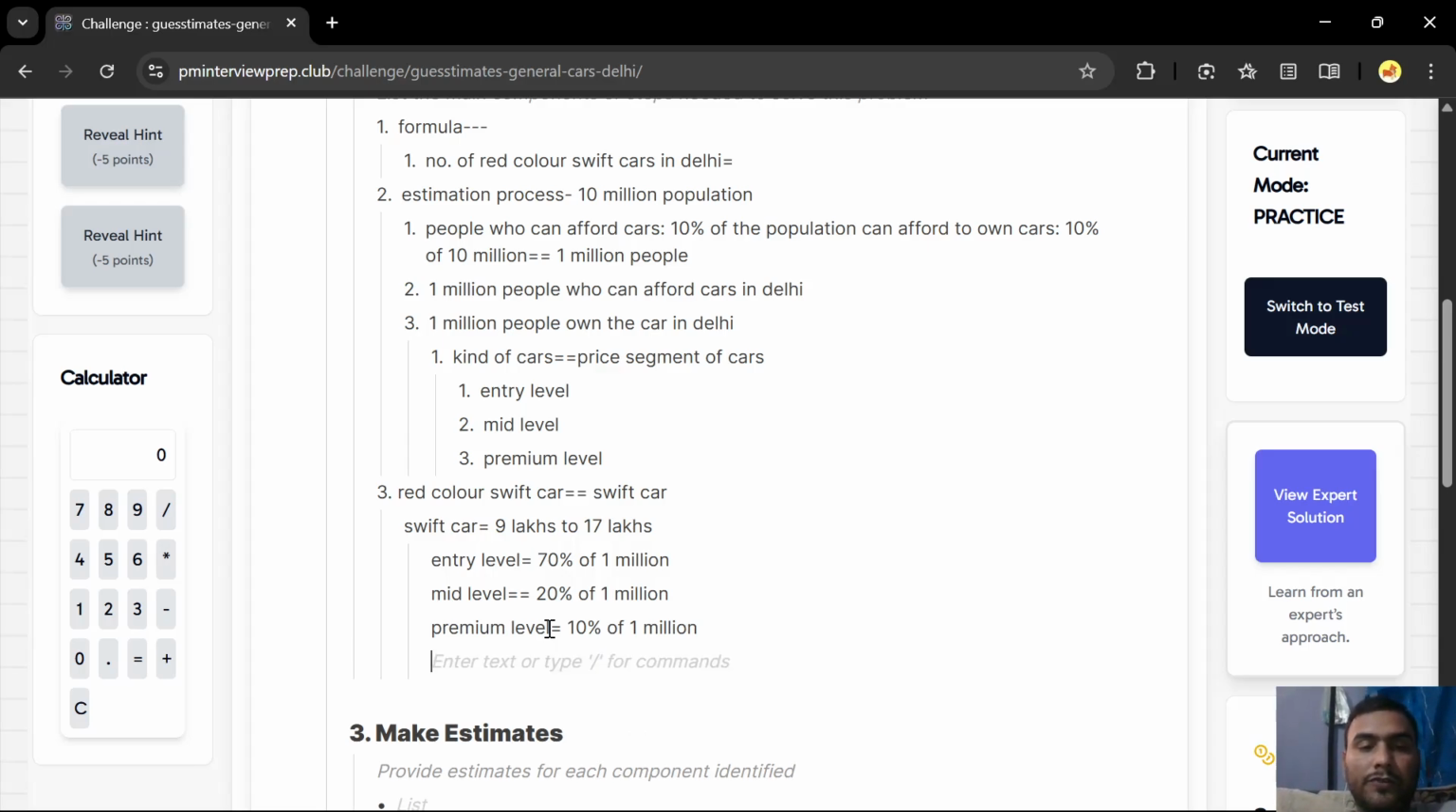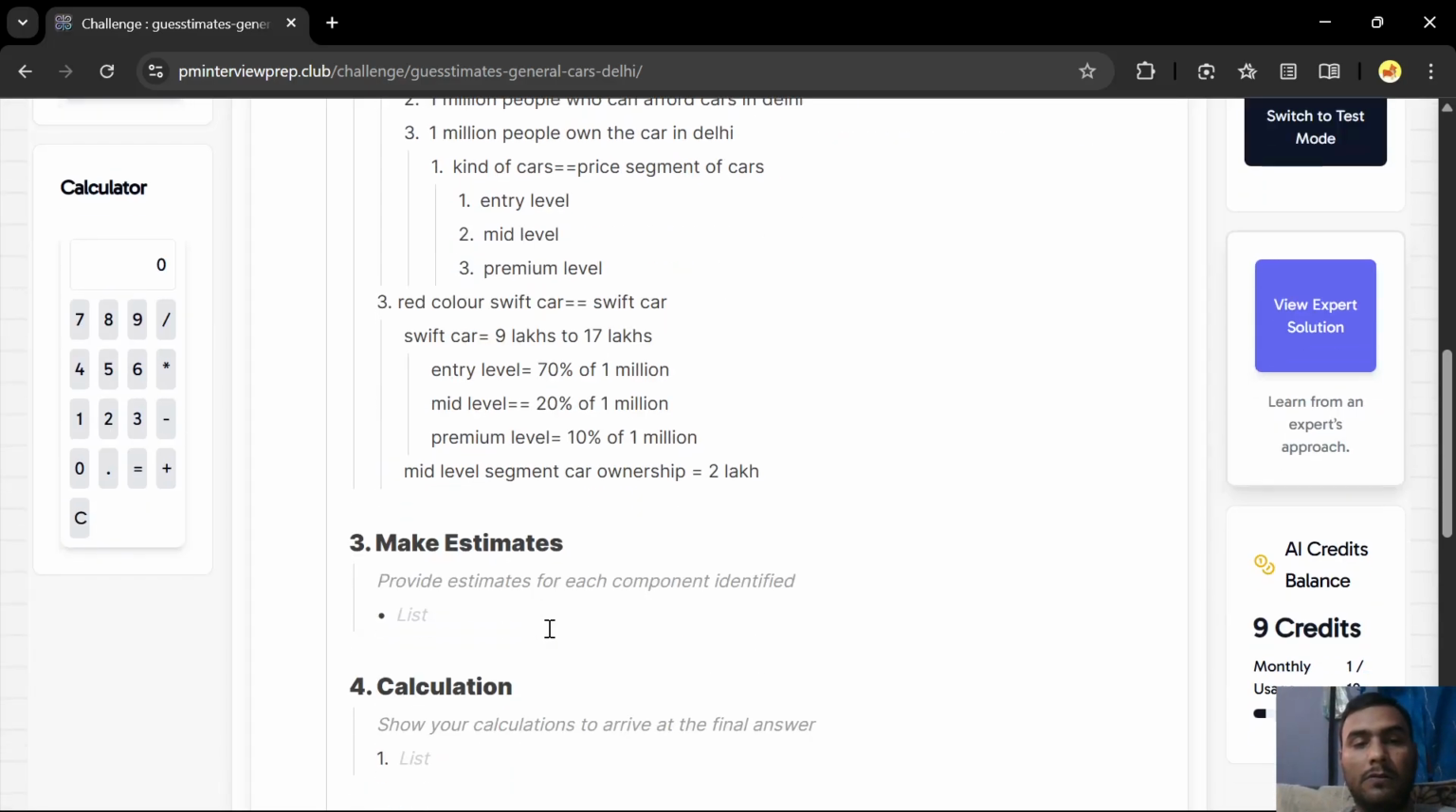So the Swift car, that is the car that we have to calculate, falls under the mid level category. So if I were to calculate the mid level segment car ownership, it comes around, sorry, 2 lakh. That is the mid level.